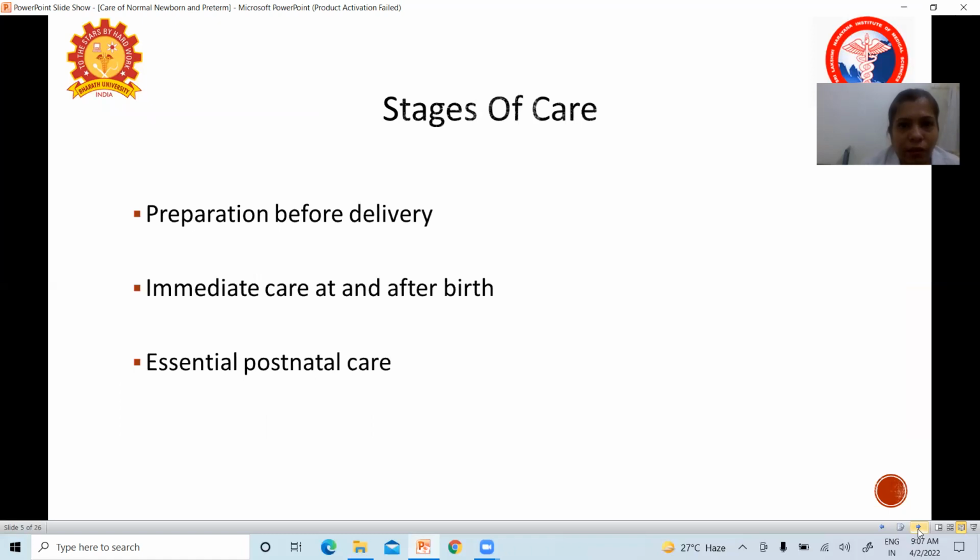Now, what are the stages? From where do we have to start? The preparation should be started before delivery, anticipating what we are going to get. Is it a high-risk baby or a baby we are expecting as normal, any maternal risk factor, how many babies we are getting, whether it is a singleton or twin, what the risk factors are, what the condition of the mother is. Depending on all the antenatal conditions, we have to prepare before delivery. This we will cover in some other video with the basics of the neonatal resuscitation program. How to prepare before delivery, how to do immediate care at and after birth, and essential postnatal newborn care will be discussed in this session.